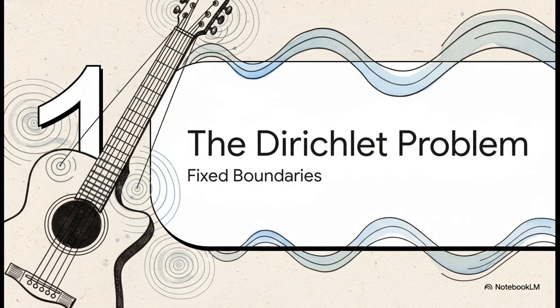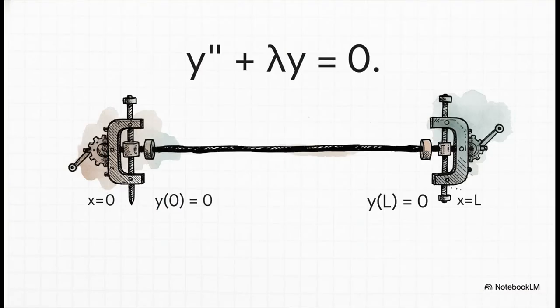Let's open our first case file, what's known as the Dirichlet problem. Now in this scenario, we're looking at a system with fixed boundaries. The perfect mental image for this is a guitar string held down nice and tight at both ends. Okay, so here are the rules of the game for this first puzzle. We have our standard differential equation, but now we've added 2 really important rules or boundary conditions. The solution y has to be 0 at the very beginning at x equals 0, and it also has to be 0 at the very end at x equals L.